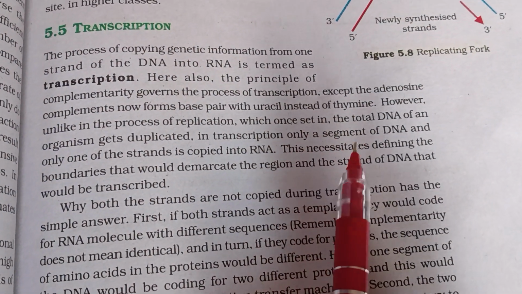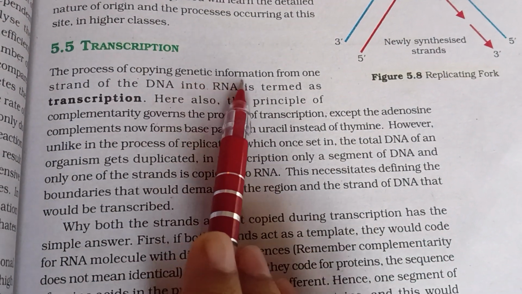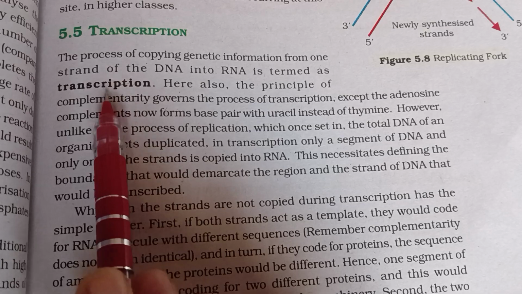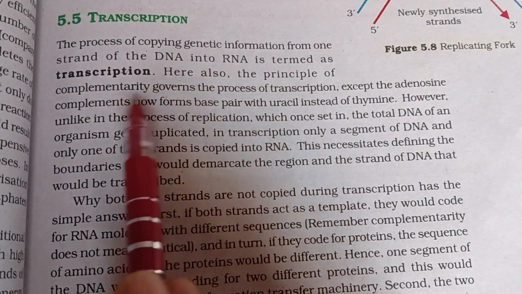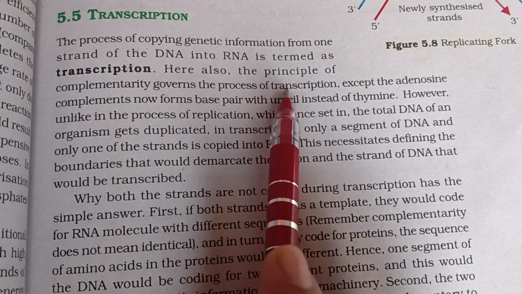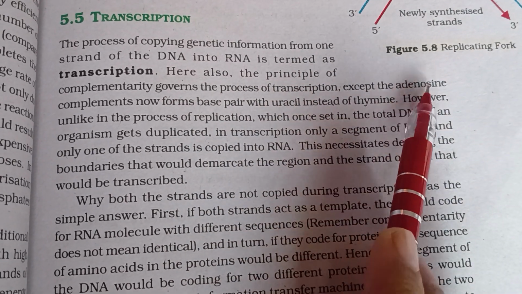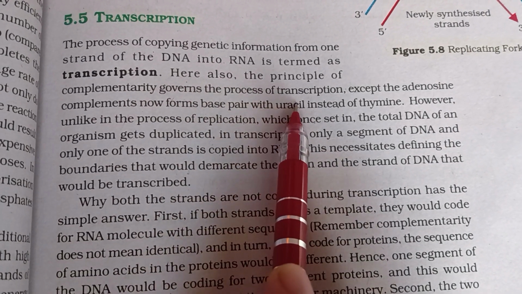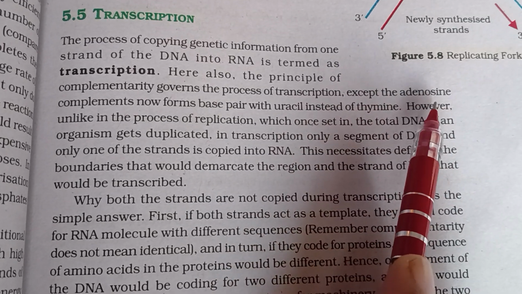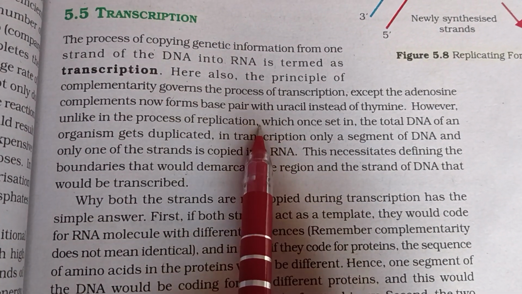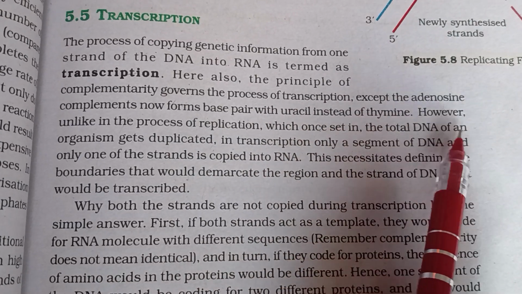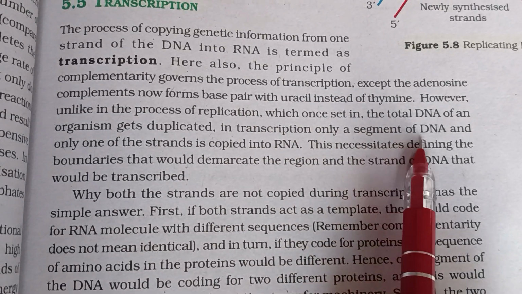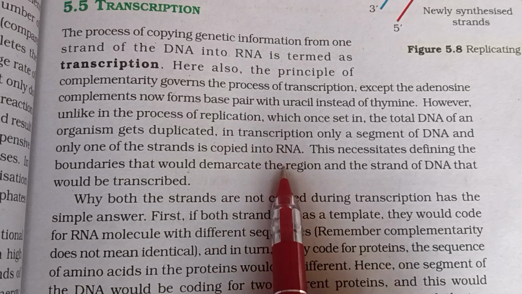So let's start with transcription. The process of copying the genetic information from one strand of the DNA into RNA is termed as transcription. Here also the principle of complementarity governs the process of transcription, except the adenosine now forms base pair with uracil instead of thymine. However, unlike in the process of replication, which once set in, the total DNA of an organism gets duplicated, in transcription only a segment of DNA and only one of the strands is copied into RNA.